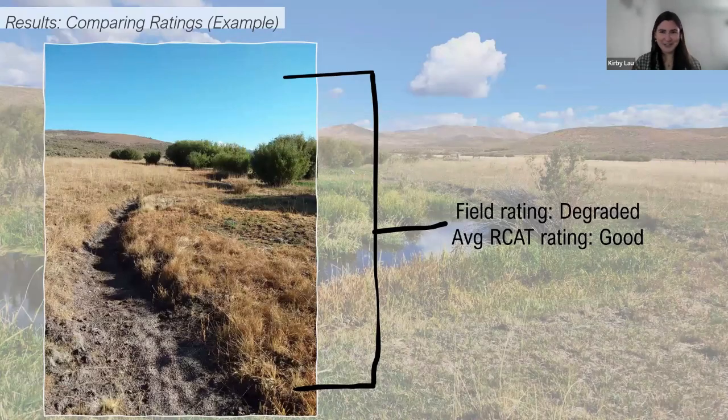And so, these are some examples that help illustrate the difference between what we saw on the ground and what RCAT was seeing remotely. We rated this reach as degraded because it has little riparian vegetation, some severe erosion in places that you can't see that super well in this picture, and it's showing stressed vegetation and lack of access to the floodplain. And yet, RCAT still rated this reach as good, so you can see that this is ultimately a rating mismatch between the two methods.